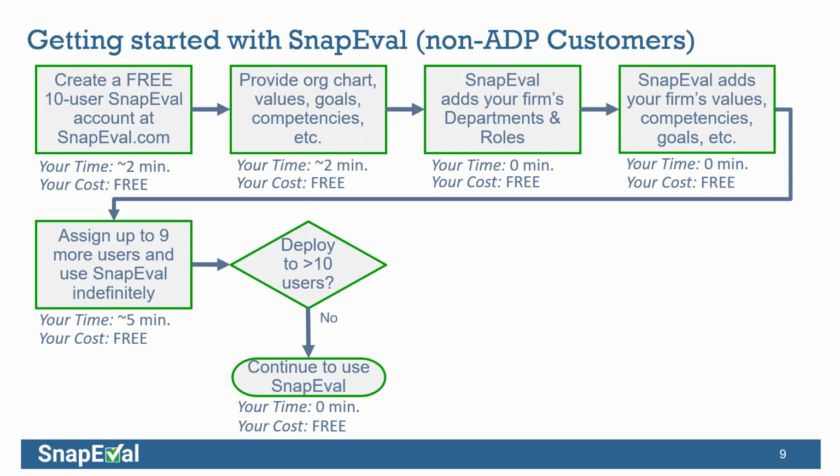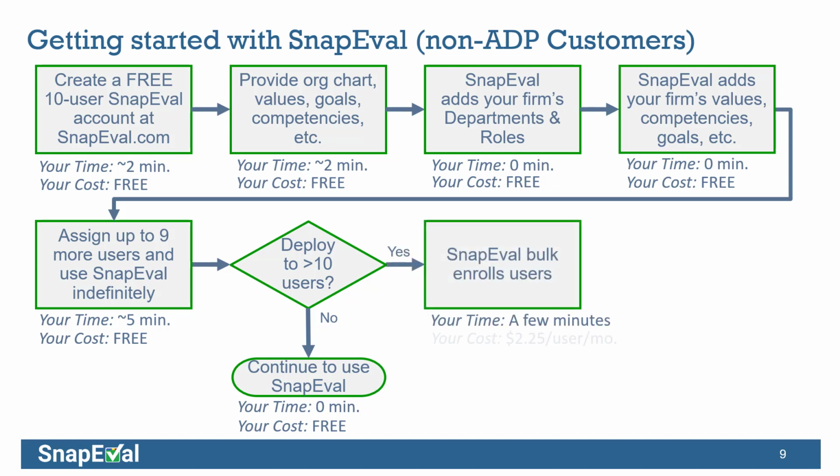If you decide that you want to deploy to more than 10 users, then basically just ask us and we will bulk enroll your additional users. So if you have 40 employees or 100 employees, you don't have to put them in by hand. We'll literally take and put them in for you because we have bulk enrollment tools to do that very easily. You would just send us a spreadsheet with the people's names, their email addresses, and we'll literally set that up for you.